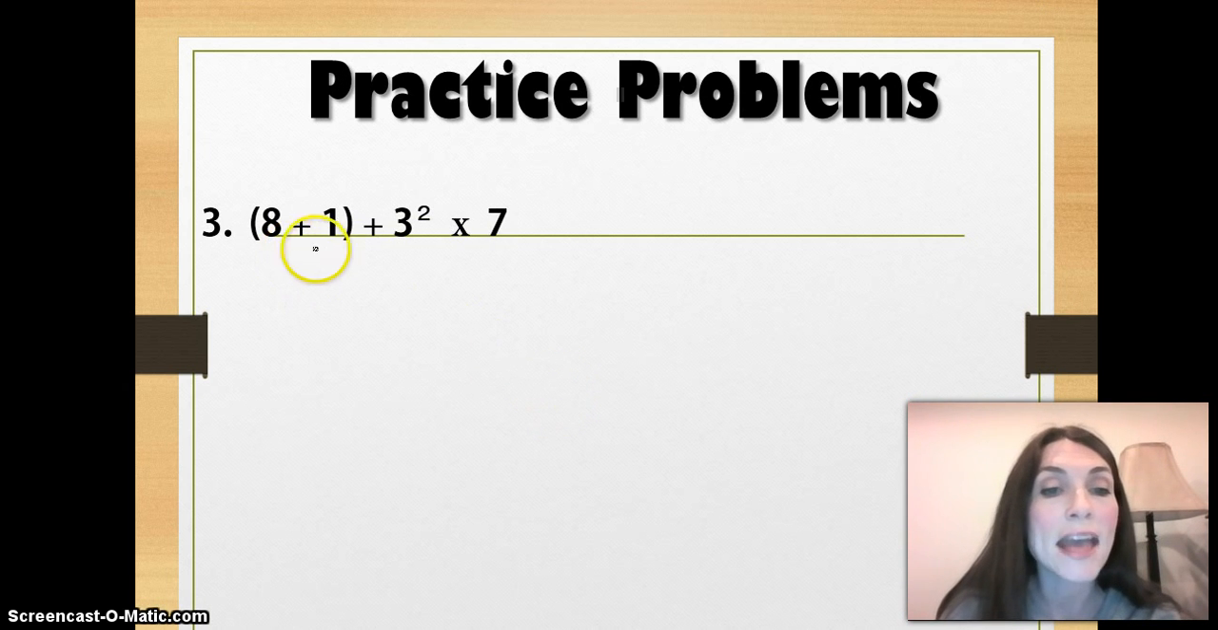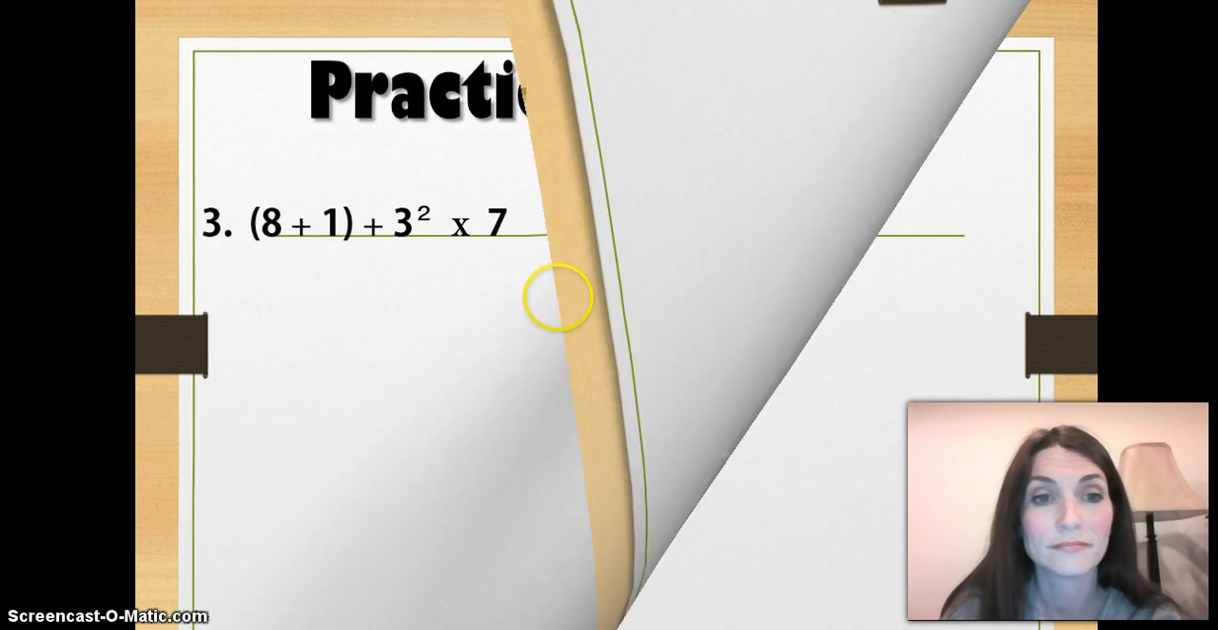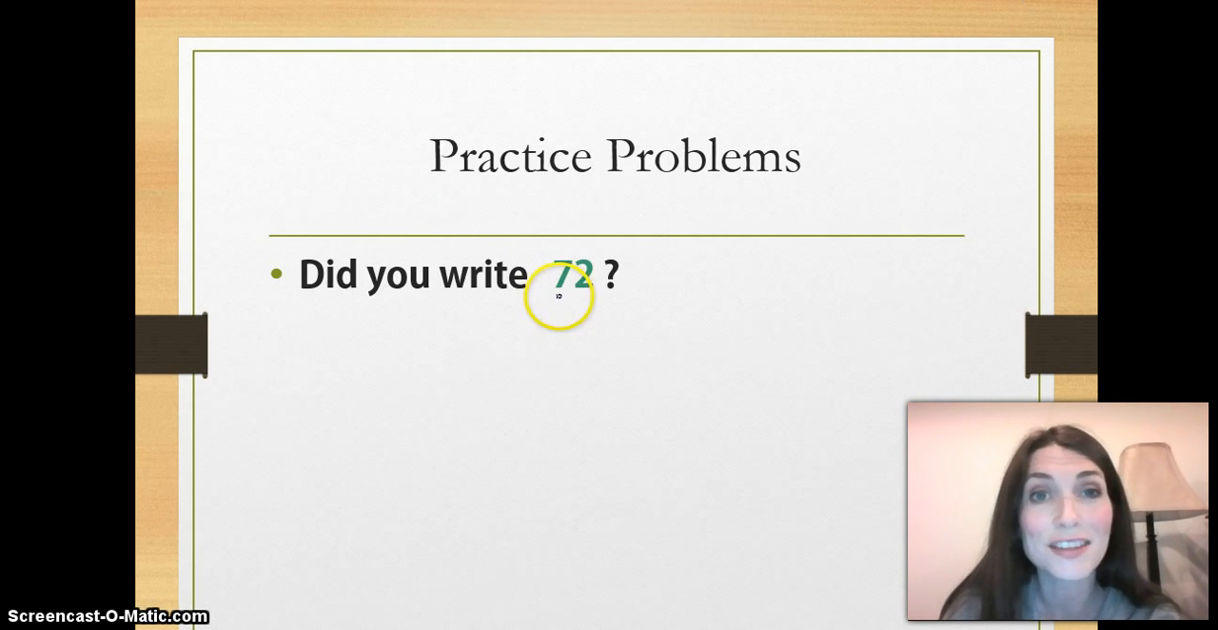Okay, we have 8 plus 1 in parentheses plus 3 to the second power times 7. Please think of PEMDAS as you work through this problem on your own. Press play whenever you're ready to work it with me. Okay, did you get the answer 72? If you did, congratulations. Let's take a look at how we got that answer.